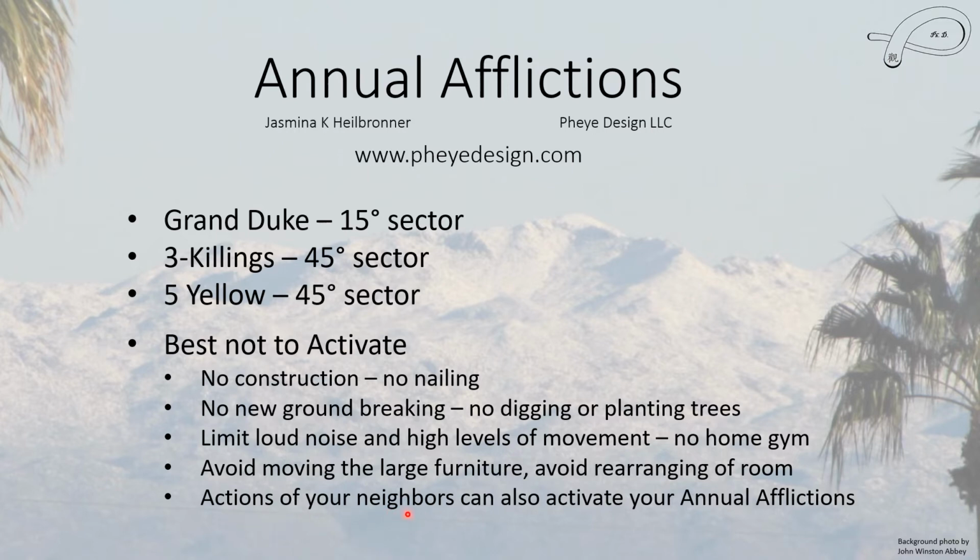Unfortunately, the actions of your neighbors can also activate your annual afflictions. If you're lucky and have really good neighbors, you can tell them, at least the neighbor that lives on that side of your house, "Oh, next year we're going to have an annual affliction in your area. We would just like to know if you're going to do any construction or anything. Just give us the dates, and that's all we need. Do whatever you need to do," that kind of thing.